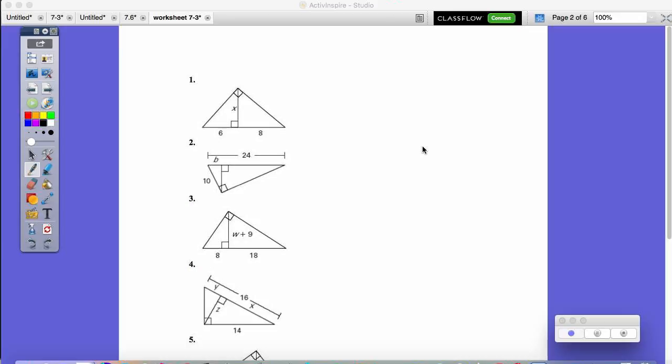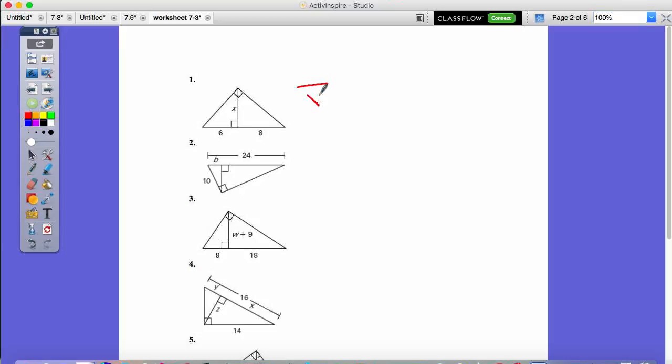This is the video for the homework we had on January 10th, which really focused on finding missing measurements in a triangle using primarily geometric mean, altitude theorem, and leg theorem. So in problem number 1, we're finding x, which is the altitude of the larger triangle, so we're going to use the geometric mean altitude theorem.